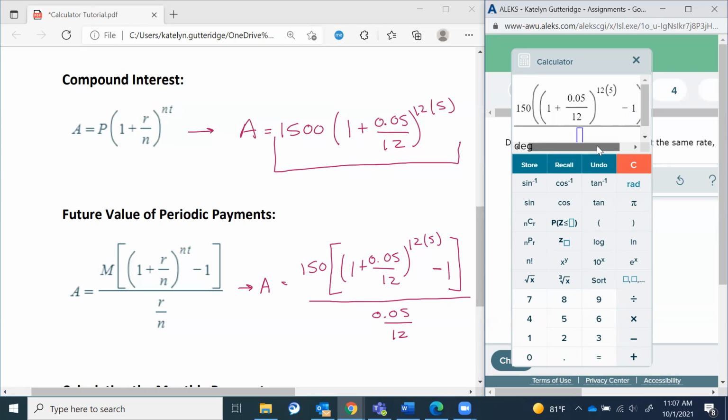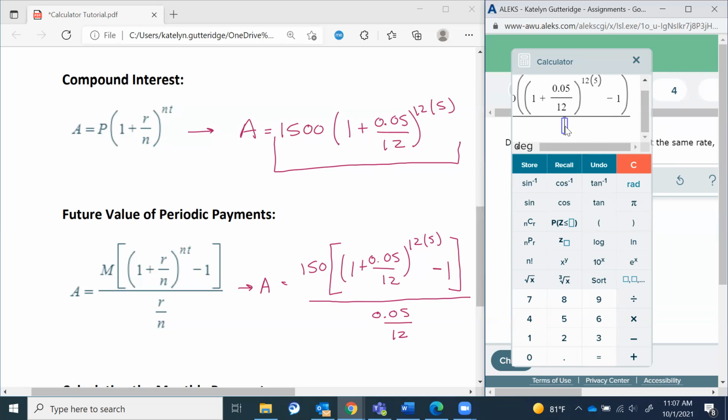All right, so it's getting big. We can't see it all on our screen together, but we have the 150. We have 2 open parentheses, 1 plus that 0.05 over 12. We have the closed parentheses. We have the 12 times 5 in the exponent. We have the -1 not in the exponent and that giant closed parenthesis.